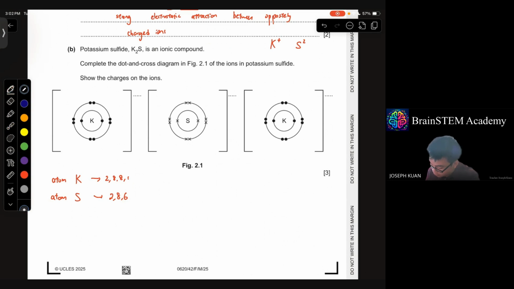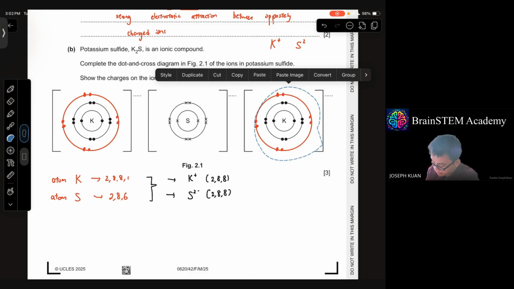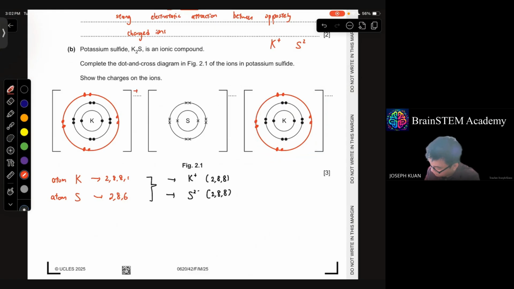Now, this will cause them to try to achieve a full outer shell. Potassium will donate 1 electron to form the potassium ion, K+, with an electron arrangement of 2,8,8. Sulfur will gain 2 electrons to form the sulfide ion, which has an electron arrangement of 2,8,8 as well. To show this, we draw a circle for potassium, showing the remaining electrons in the third shell by using dots. This applies for the second potassium ion as well, and both of them carry a positive 1 charge.